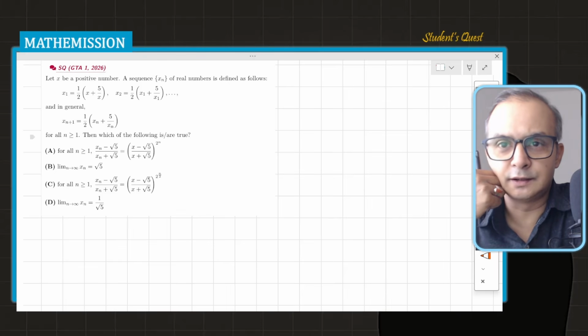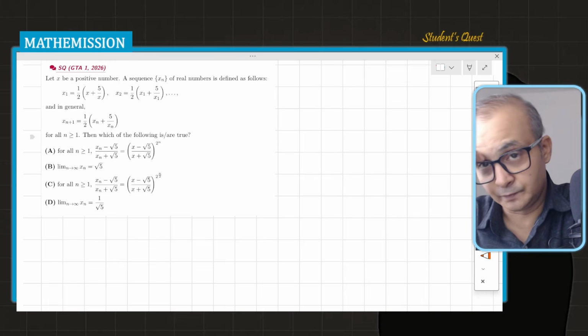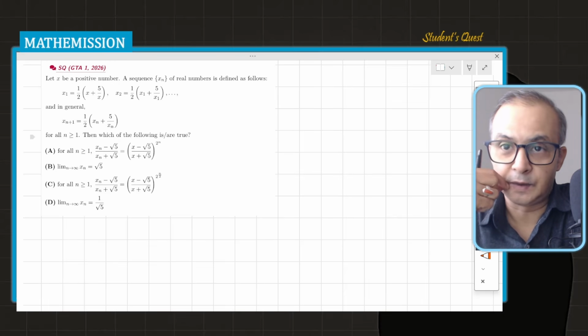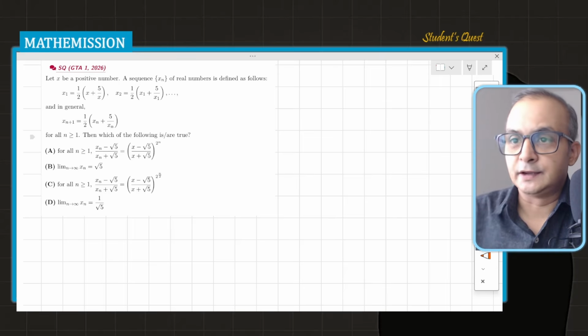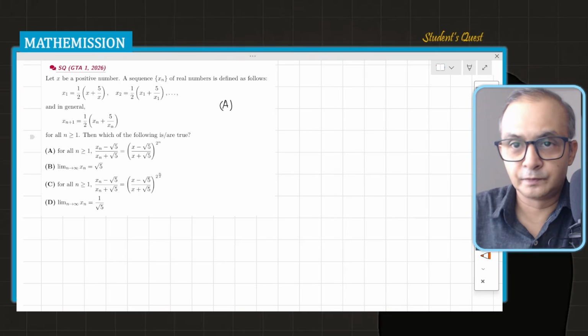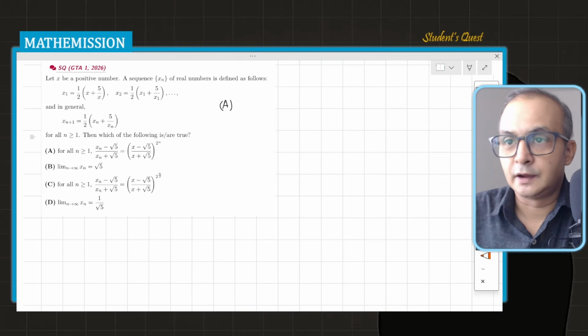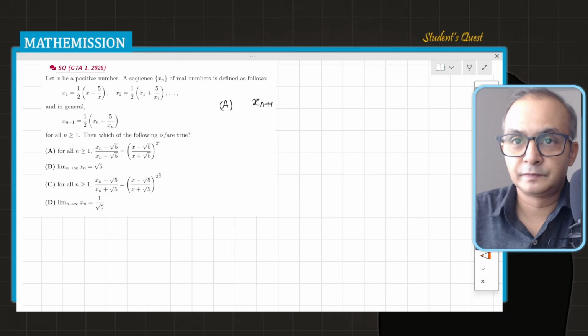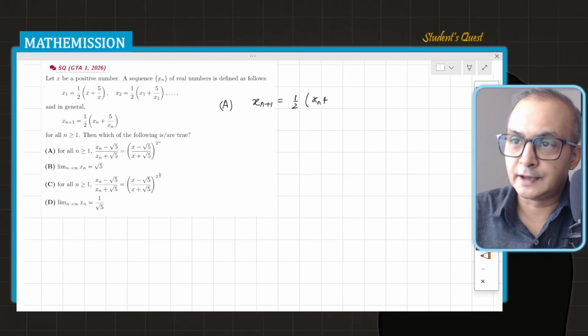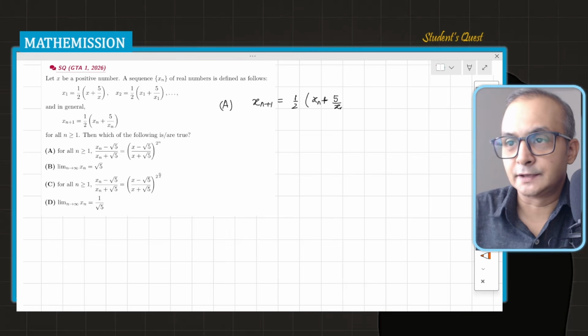So let's go by the options one by one. Let's try the first part, the part A. You notice there, we try to make it telescopic. Whether it will be successful or not, we don't know. So let's first try. I have xn plus 1 is equal to half times xn plus 5 by xn. I can multiply 2 on both sides, so we'll get 2 times xn plus 1 is equal to xn plus 5 by xn.